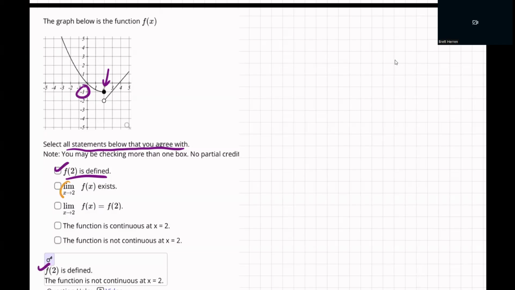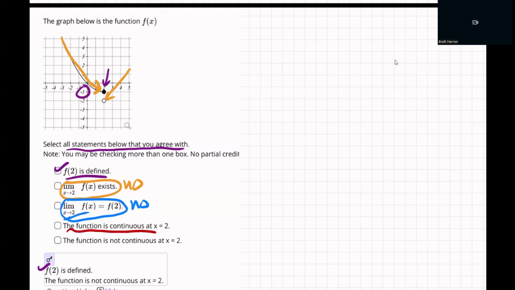Next question. The limit as x goes to 2 of f of x exists. Does the limit exist there? No, because from the left side and from the right side, it's hitting at different heights. So it's got to hit the same height from the left and the right for the limit to exist. So we're going to say no to that one. Next one. The limit as x goes to 2 of f of x equals f of 2. Well, it doesn't even exist. You can't take the limit when the left and right don't meet. So that one's just an automatic no.